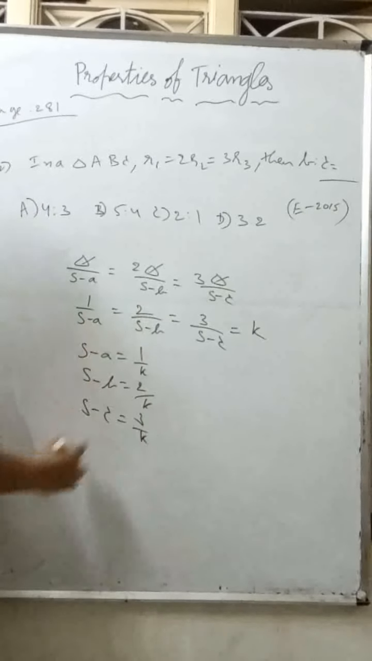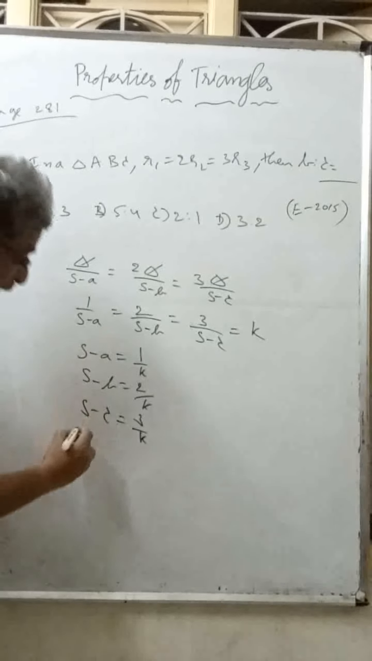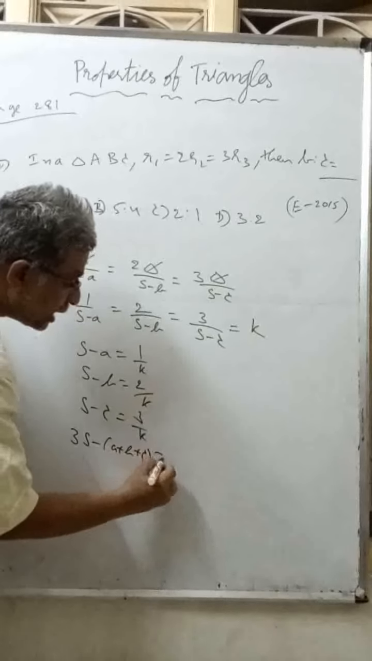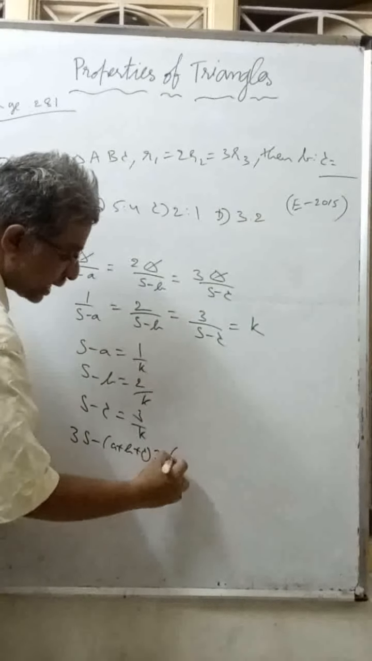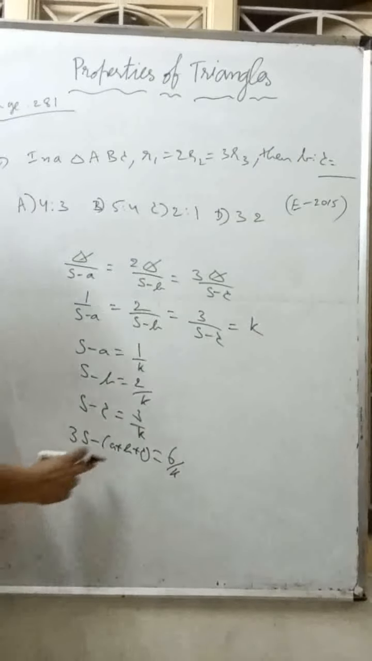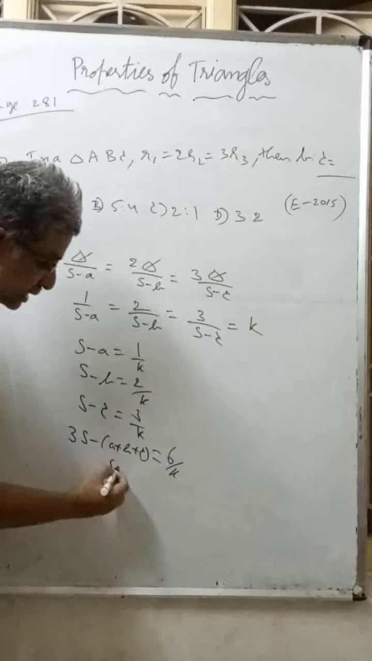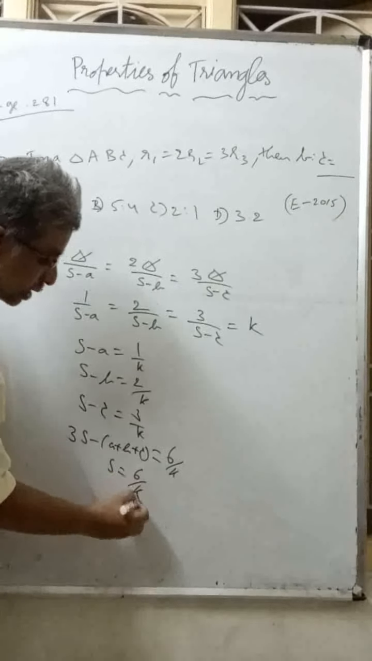If I add all the three, what do I get? 3s minus of A plus B plus C equal to 6 by k. So what I want to say is A plus B plus C is again 2s. 3s minus 2s is s equal to 6 by k. S equal to 6 by k.